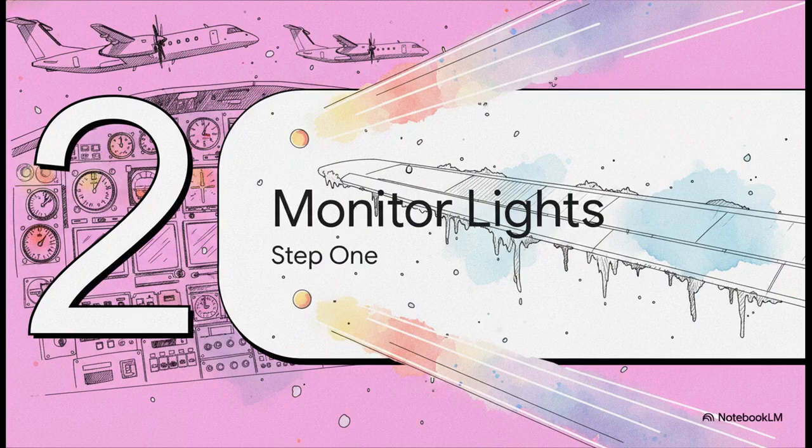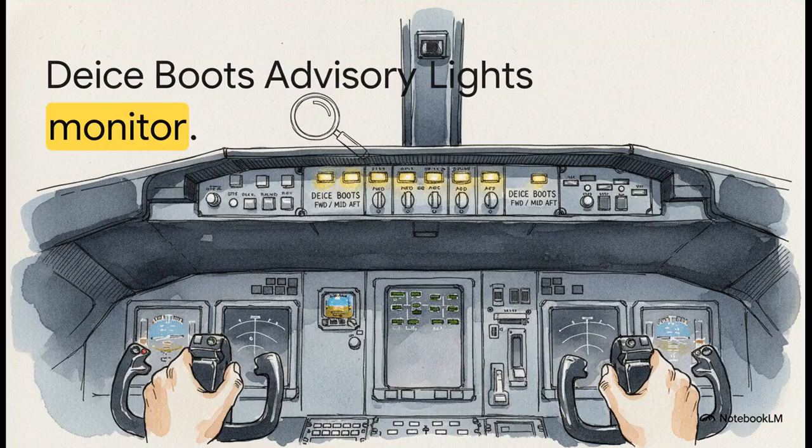Moving on to Section 2. Step 1. Monitor advisory lights. Now, what's really interesting about this is that your very first crucial step is actually observation, not action. The exact text states, DEICE boots advisory lights, monitor. You know, human nature in a high-stress situation makes us want to immediately start flipping switches and fixing the problem, right? But the procedure explicitly dictates that you've got to hold your horses and first simply monitor those advisory lights. You're gathering info before you do anything else.